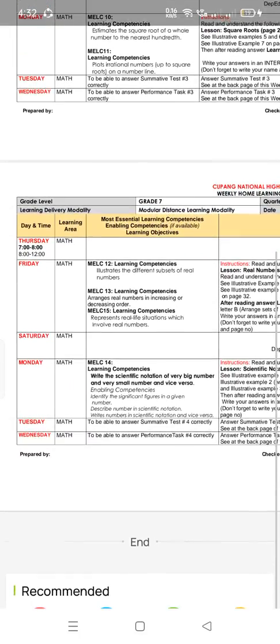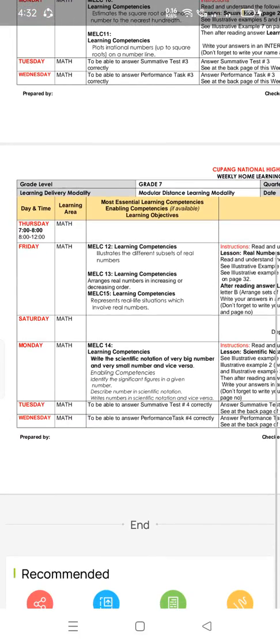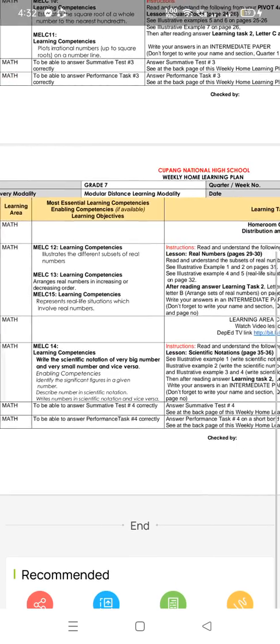For week 4, Thursday again, retrieval and distribution. Friday is MELC 12 learning competency: illustrate the different subsets of real numbers. MELC 13: arrange real numbers in increasing or decreasing order. MELC 15: represent real life situations which involve real numbers.